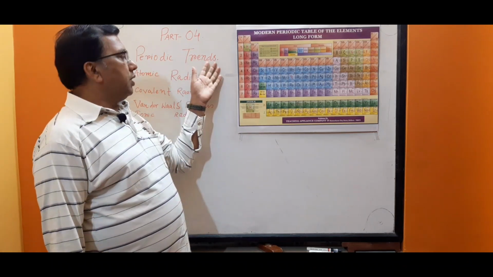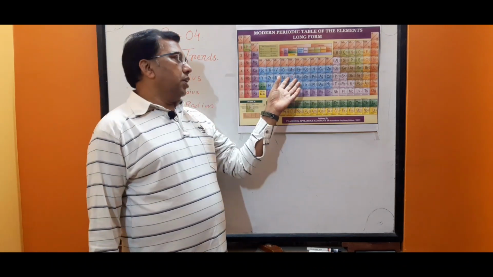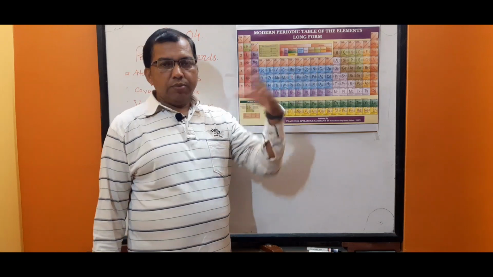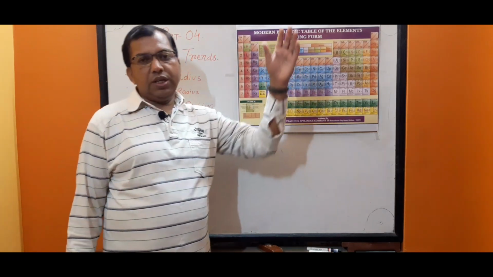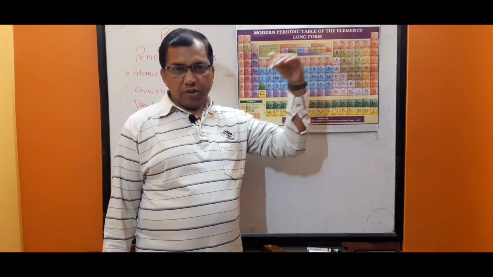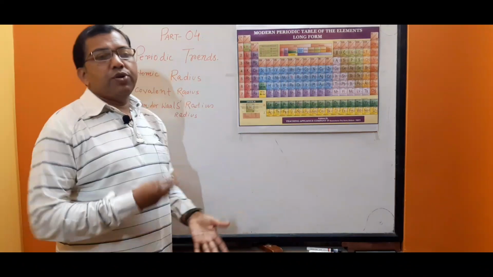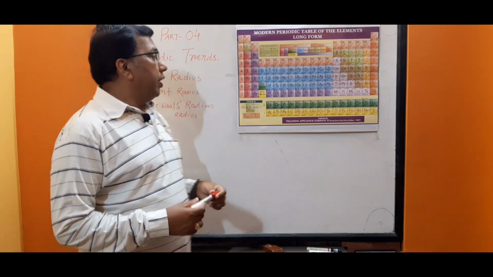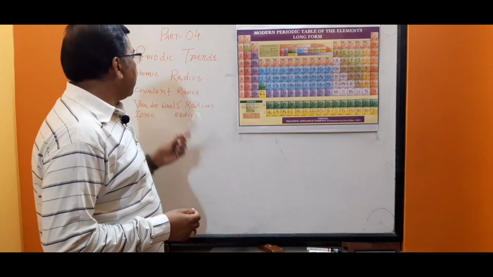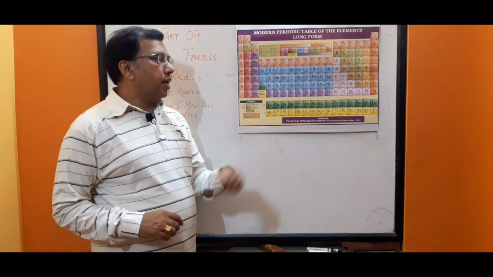So periodic trends: at certain intervals, the physical and chemical properties will sometimes decrease, sometimes increase according to period and according to group. This is known as the periodic trends. So, from the periodic trends, the most important things I have to describe here.